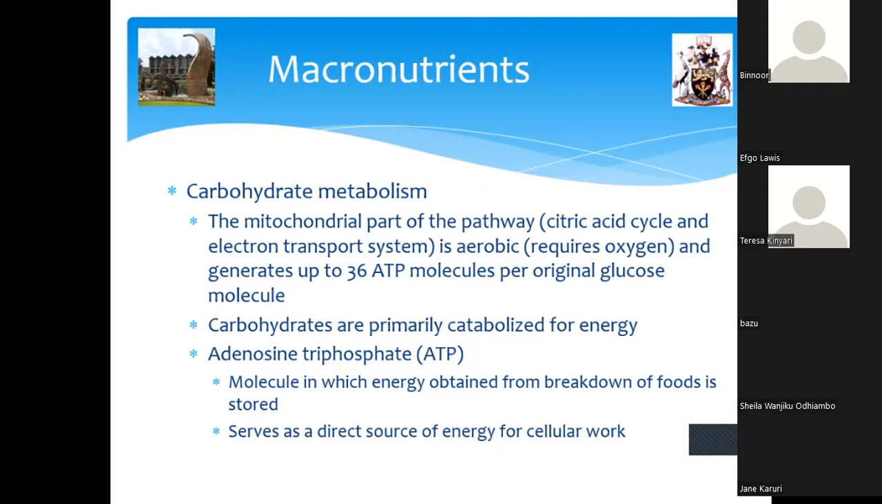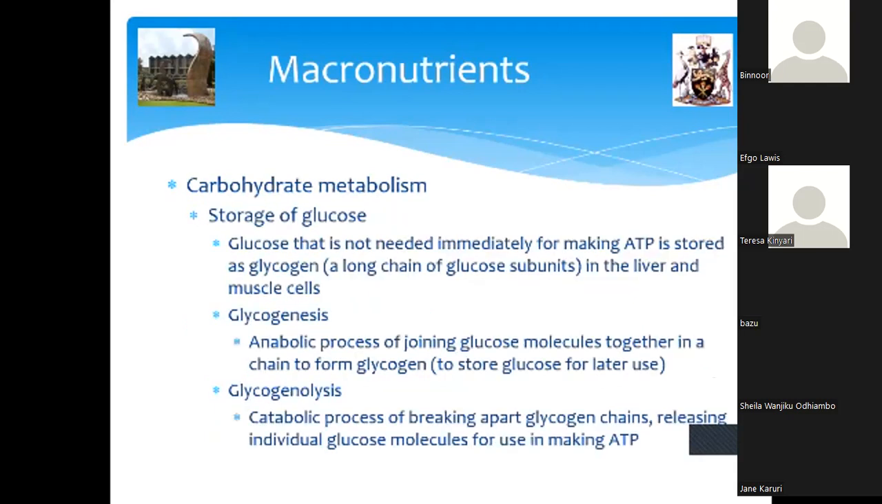ATP is the molecule in which the energy obtained from the breakdown of foods is held, and it serves as a direct source of energy for the functions of the cell. Carbohydrate metabolism is also important in the storage of glucose. Usually when the body does not require or is not able to metabolize the glucose, the body will want to store the glucose so that it can be used when it is required at a later time.